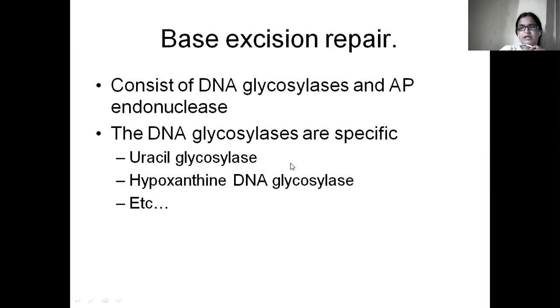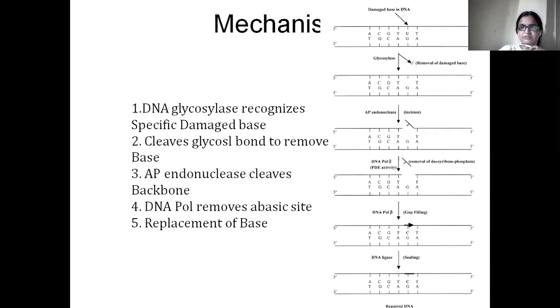These DNA glycosylases are specific for different bases. For example, if there is a uracil, uracil glycosylase will have to come to the site to break the bond, and if there is hypoxanthine, hypoxanthine DNA glycosylase will come to the site. Next, the mechanism. Here DNA glycosylase recognizes specific damaged DNA.